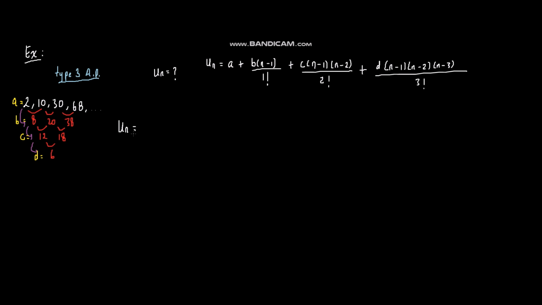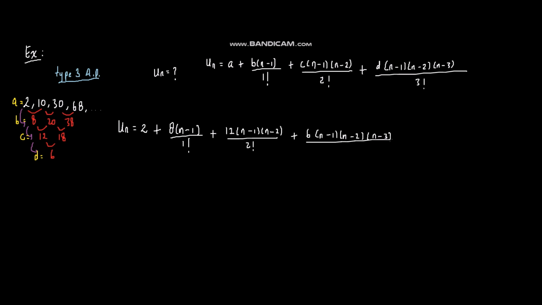Okay, so the nth term formula: U_n is equal to, A is 2, so 2 plus B is 8, 8 times (n minus 1) over 1 factorial, plus, really sorry for the bad handwriting, C is 12, 12 times (n minus 1)(n minus 2) over 2 factorial, plus D is 6, so 6 times, this one's kind of long, (n minus 1)(n minus 2)(n minus 3) over 3 factorial. This is going to be a cubic expression.